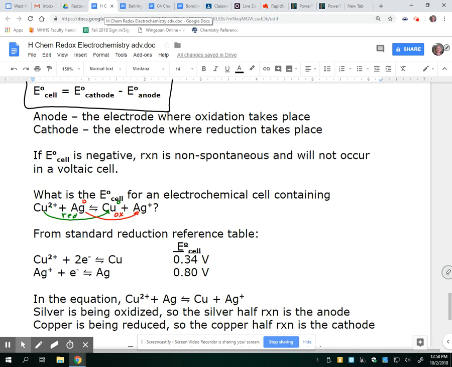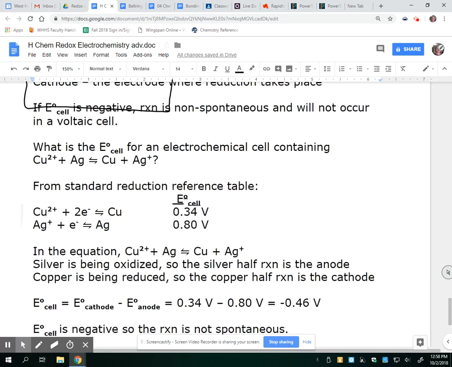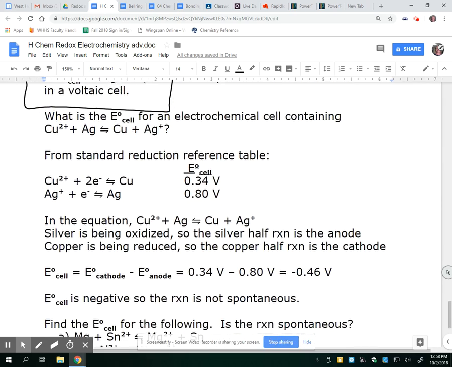All right, so that's the very basics of what's going on and how you find an E cell, or a cell potential, for a reaction. All right, and there's the work for that one.